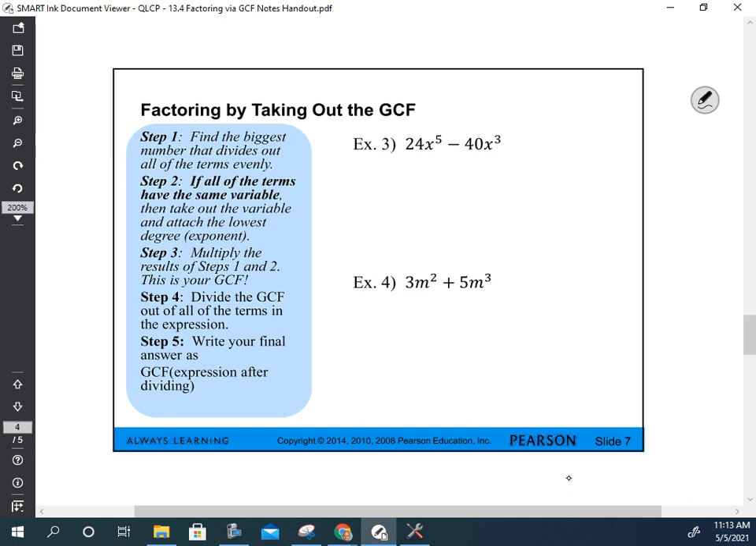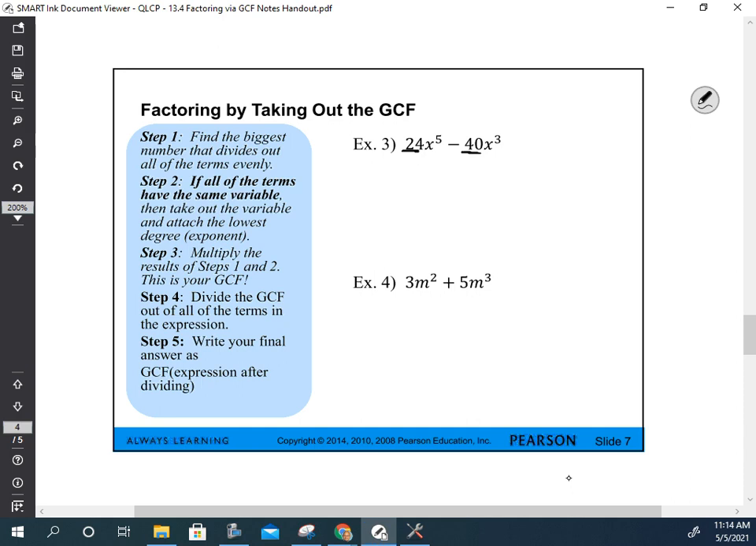24x to the 5th minus 40x to the 3rd. You have 24, you have 40. What number can you take out? Four. I heard 4. We can do better than that. We can take out 8. So you take out 4. 24 divided by 4 is 6. 40 divided by 4 is 10. So then you'll still have to take something out of that. And both of those you can still divide by 2.